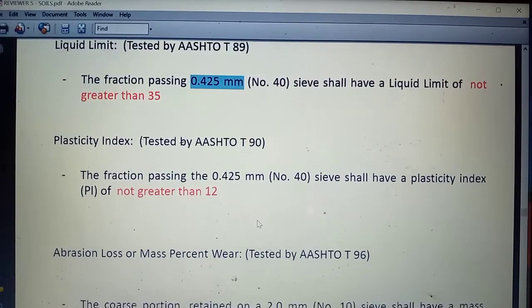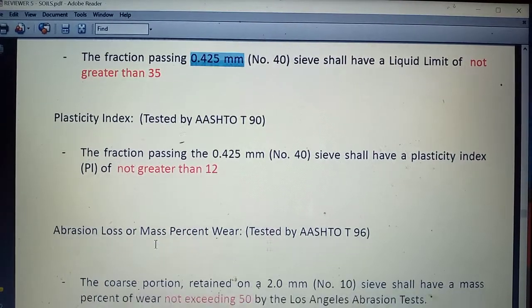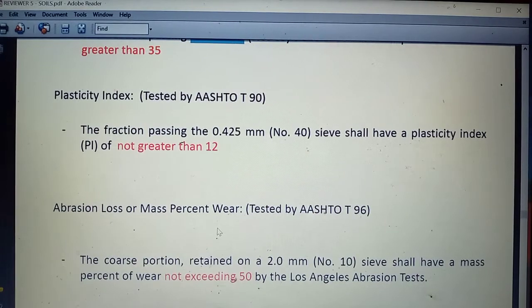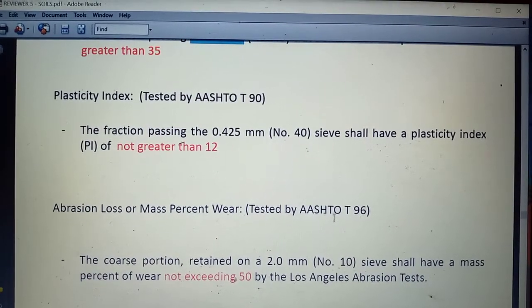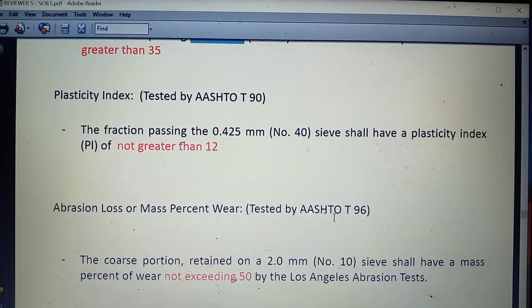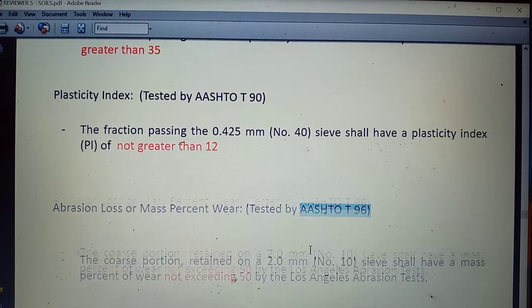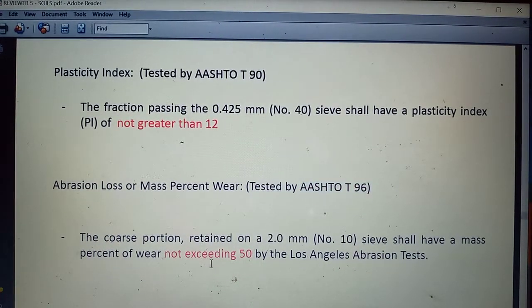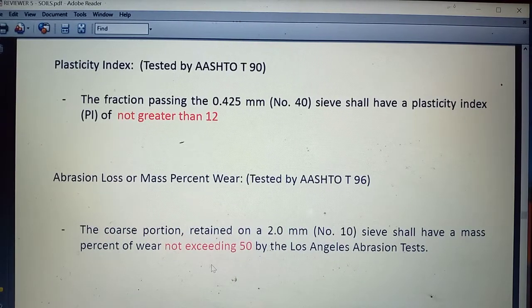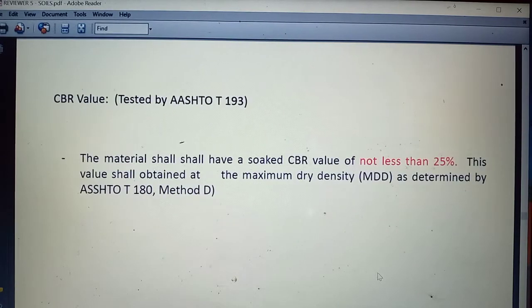Then yung abrasion loss or mass percent of wear is to be tested by AASHTO T96, okay? So, maybe next time, magpapakita ako ng mga videos kung paano gawin itong mga test na to. So, the coarse portion retained on a 2 mm number 10 sieve shall have a mass percent of wear not exceeding 50, in the Los Angeles abrasion test, okay?